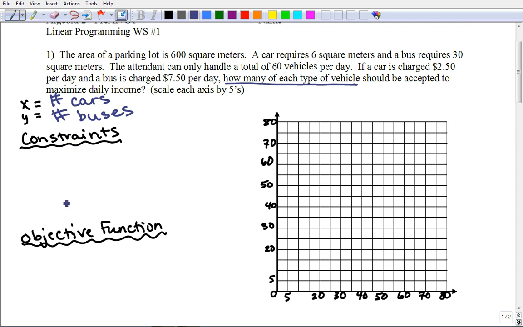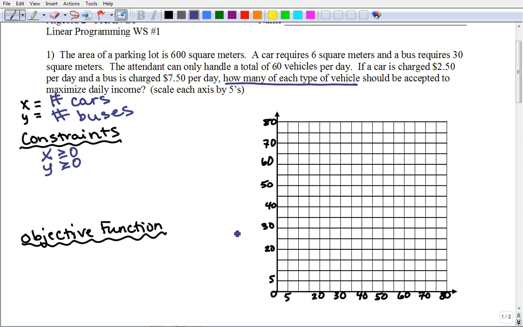Now we need to do our constraints, and our constraints are going to be a list of inequalities that we'll figure out based upon our problem. But because we are in a real life situation, so to speak, that means everything needs to always stay in the first quadrant. So that means we need to restrict our X and our Y values to be positive, so that we won't be having negative cars or negative buses. So first things first, X will have to be greater than or equal to 0, and Y will need to be greater than or equal to 0. And we'll graph all of these in just a moment.